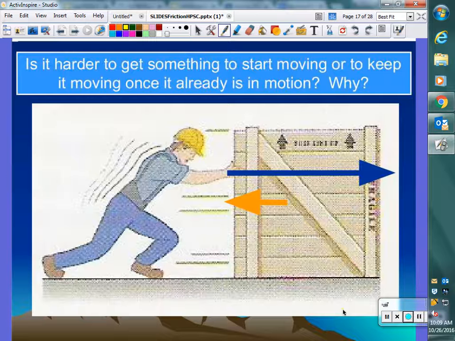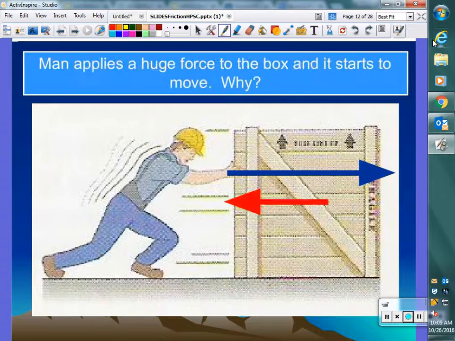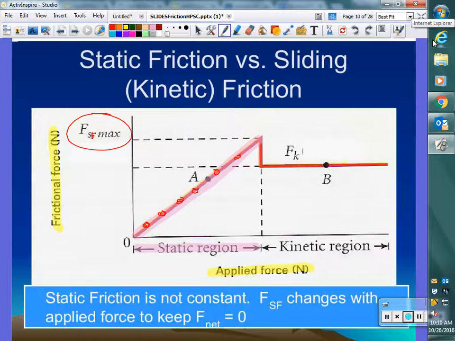If we head back to this picture that shows the graph, during the pink section, the frictional force increases as the applied force increases. And we label that as the static region. But then it shifts to here. And notice this is labeled as the kinetic region.